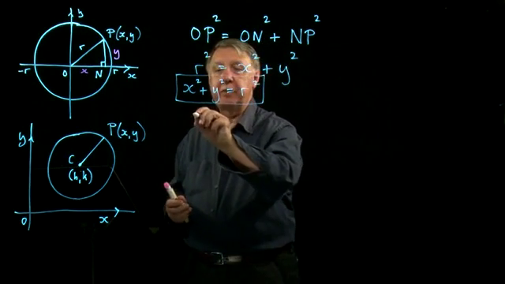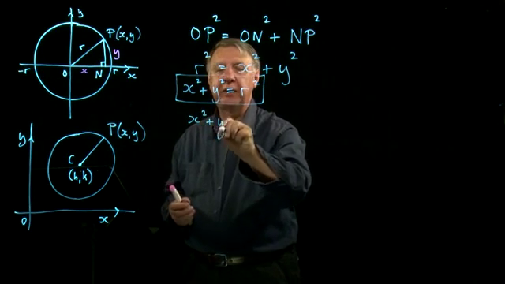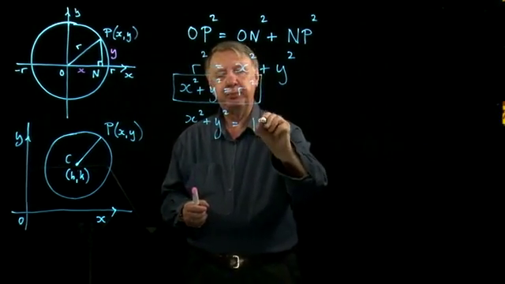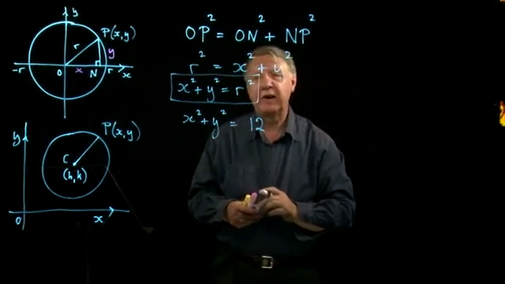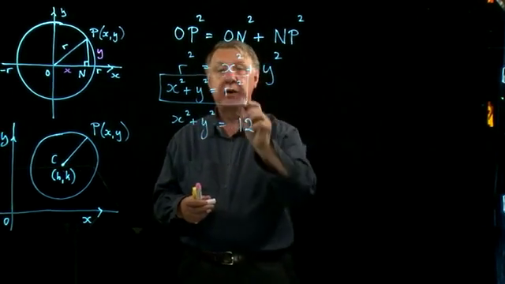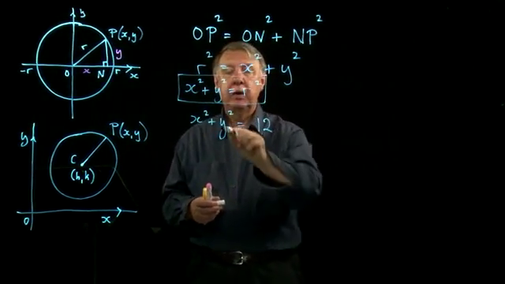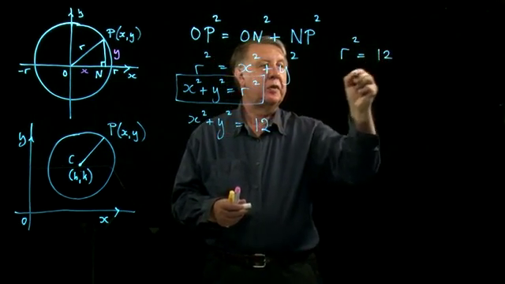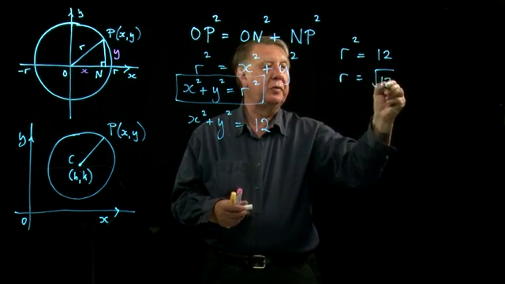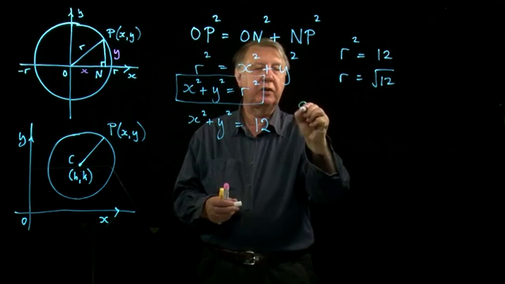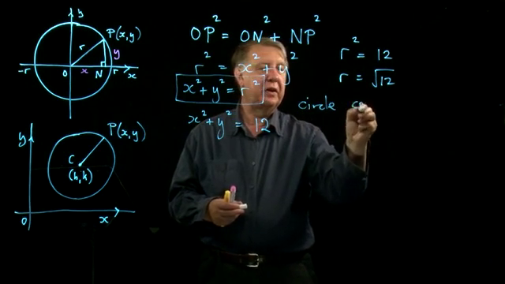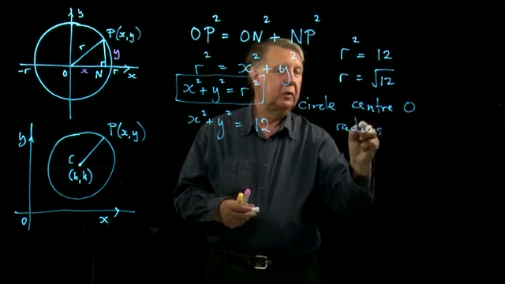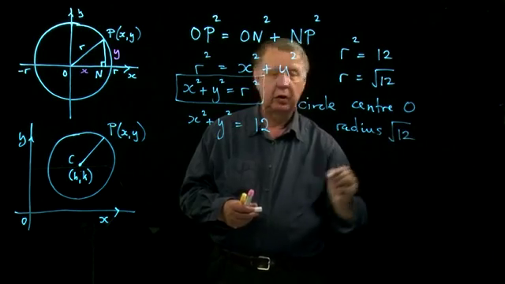So if I write down something like x squared plus y squared equals, let's go for 12. What am I saying that actually represents? Well, it's in the right form. r squared is equal to 12. So r is the square root of 12. So this represents a circle, centre O, radius the square root of 12.